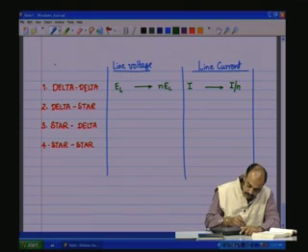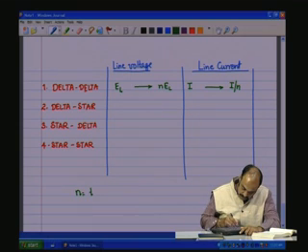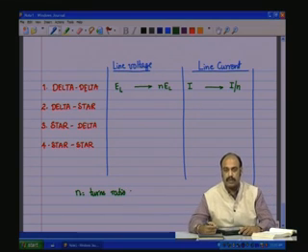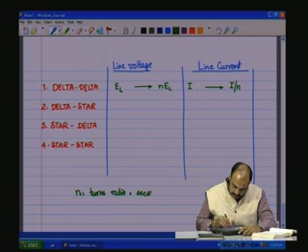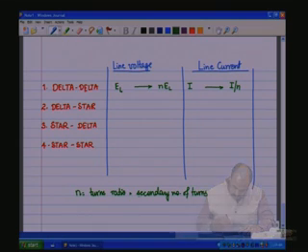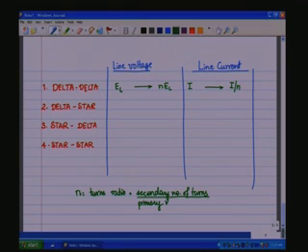N is the turns ratio. We will write down N is equal to turns ratio: secondary voltage by primary voltage, the secondary number of turns by the primary number of turns, of each coil.